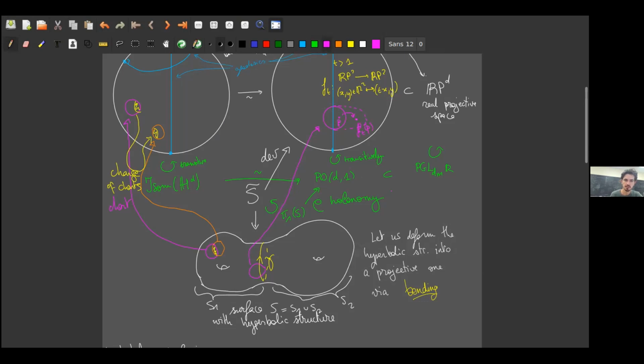If we try to see this bending procedure through the other description of the structure, meaning using the developing map and the holonomy, we get the following. First, remember there is a famous presentation of the fundamental group of S with four generators; let us call them alpha, alpha prime, beta, beta prime.